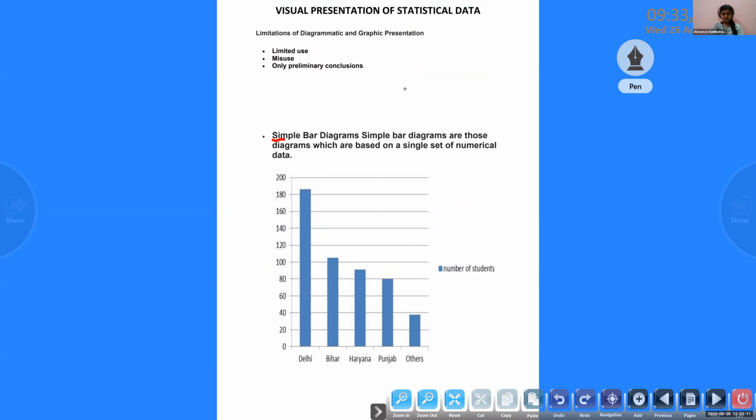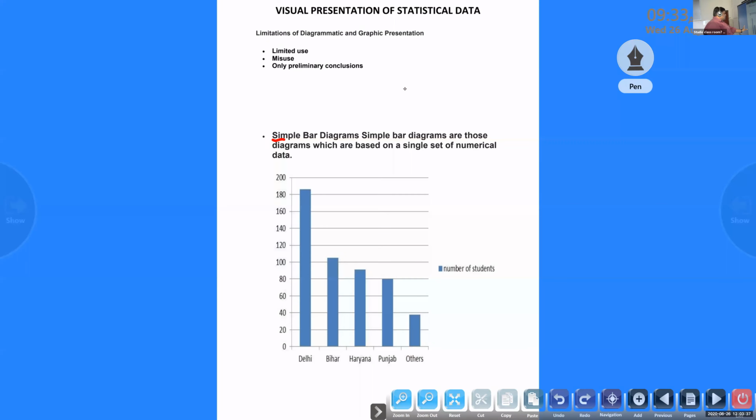Okay, so you can see the simple bar diagram on the board here. We know that we require a table to draw a diagram. A table is compulsory. We are able to convert a paragraph into a table, and a table into a graph, and vice versa, a graph into a table also. We are able to convert that.